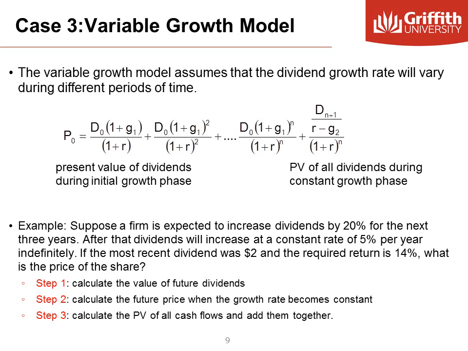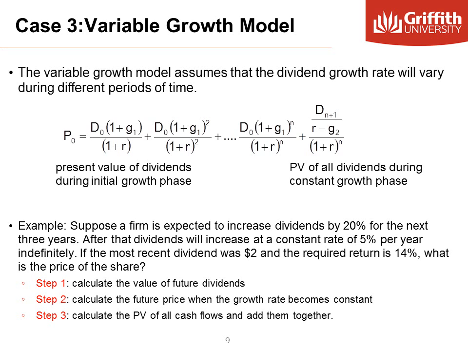For example, suppose a firm is expected to increase dividends by 20% for the next 3 years. After that, dividends will increase at a constant rate of 5% per year, indefinitely. If the most recent dividend was $2 and the required return is 14%, what is the share price today?